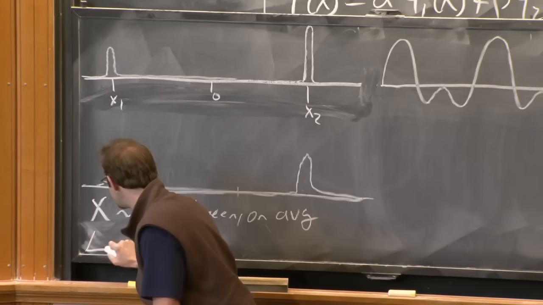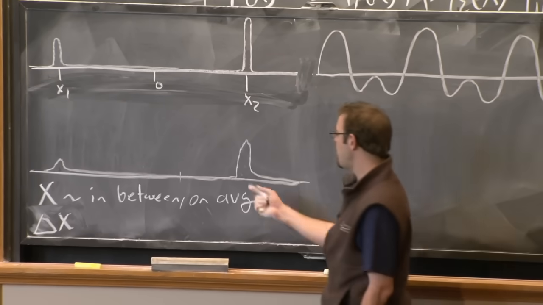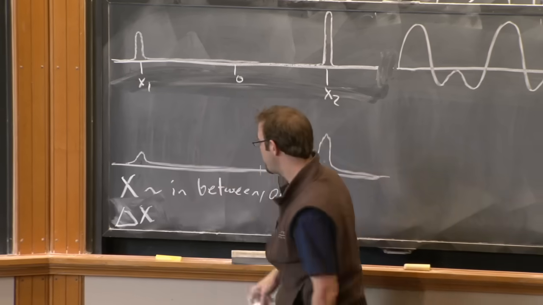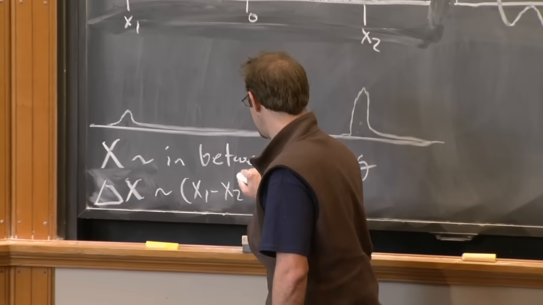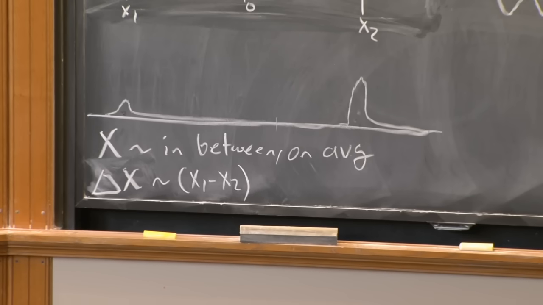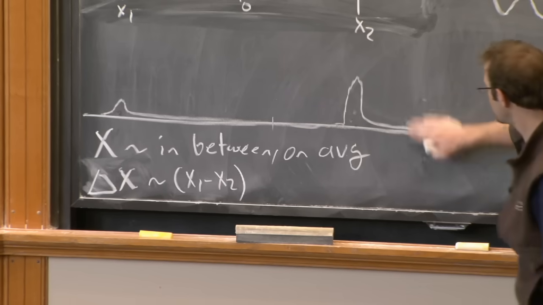Okay. What's our uncertainty in the position? Well, it's not that small anymore. It's now of order x1 minus x2. Everyone agree with that?